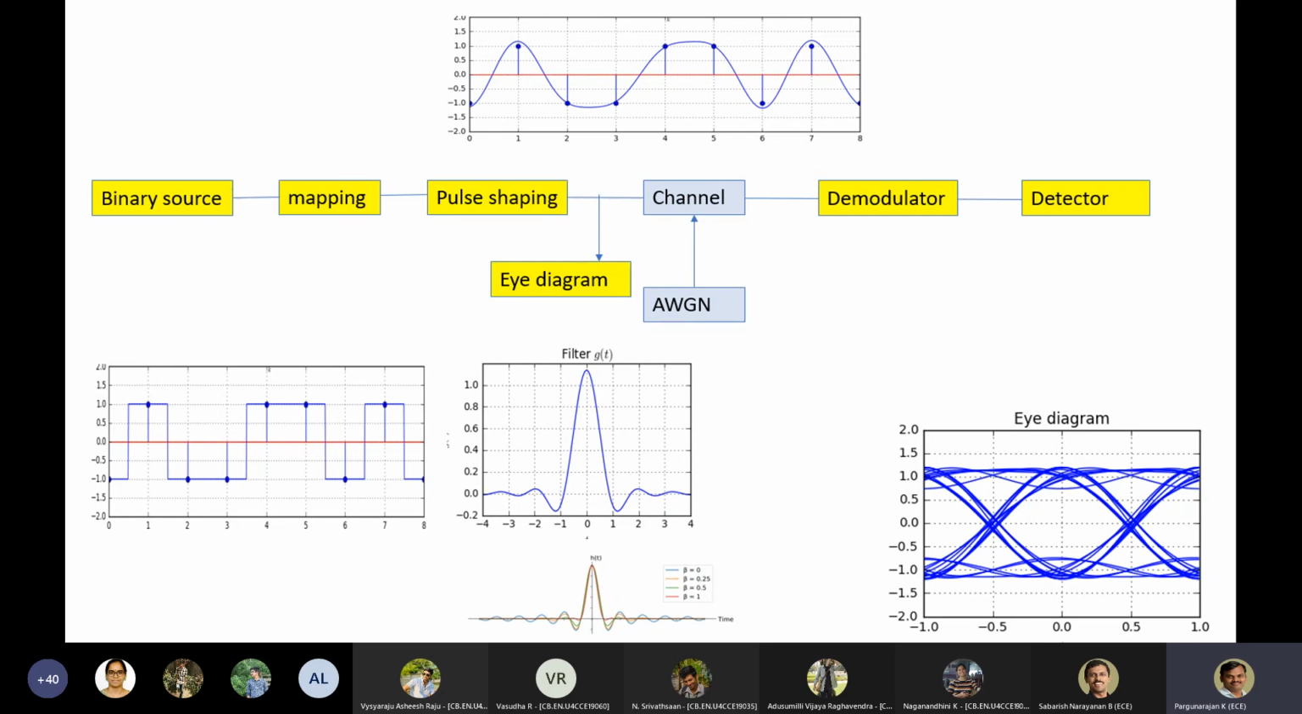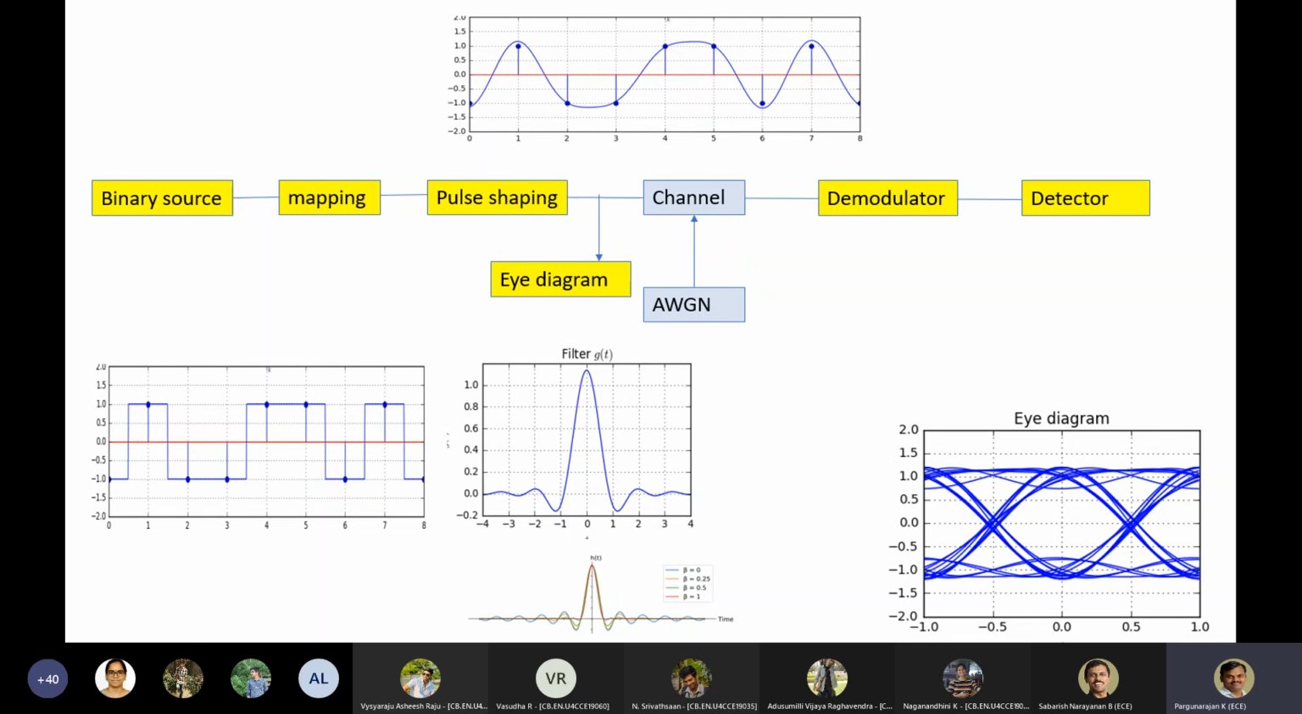One symbol is overlapping with other symbols. Other symbols are giving interference to this one. So at the receiver end we are not able to detect the signal correctly. We want to overcome this problem. For this purpose we are incorporating pulse shaping.